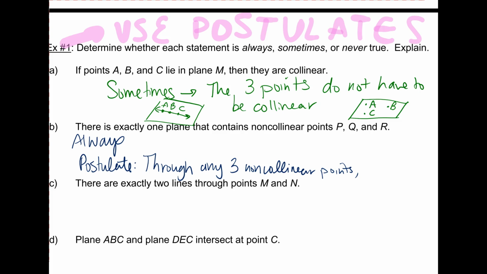Okay, so the postulate: through any 3 non-collinear points, there is exactly one plane. It's literally the postulate. You need to know the postulates, and the best way is practice. Through any 3 non-collinear points, there's exactly one plane.